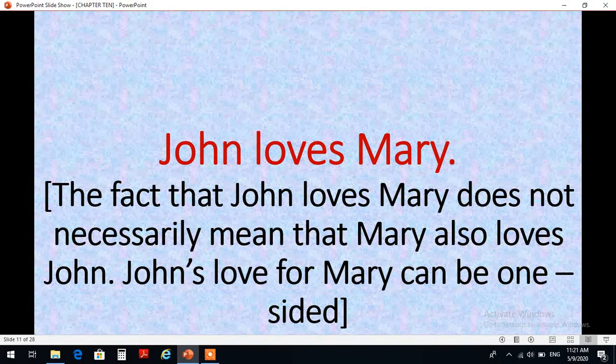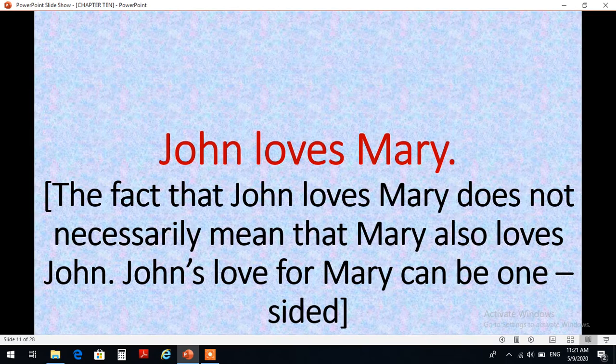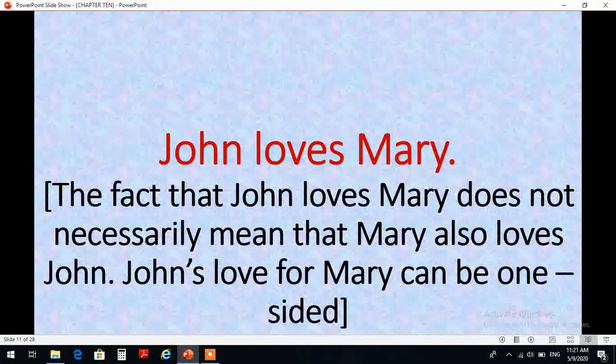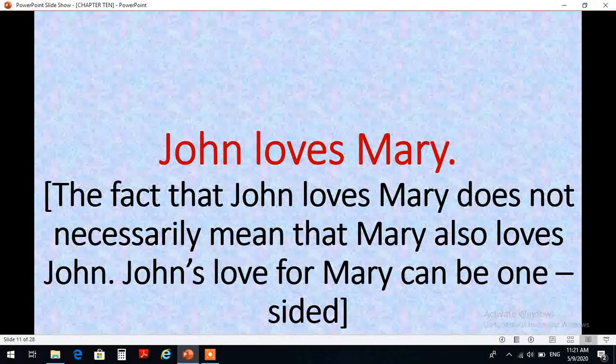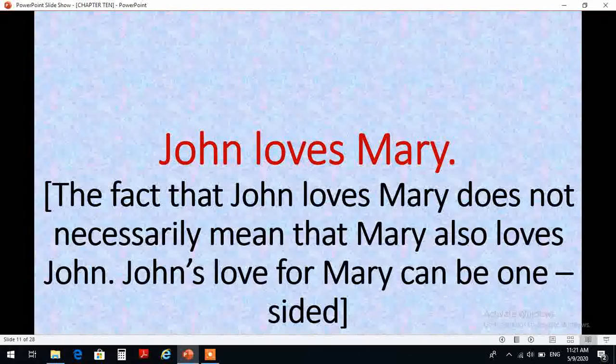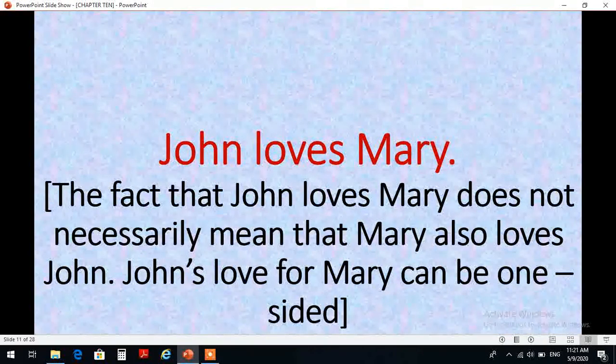لاحظوا المثال. John loves Mary. The fact that John loves Mary doesn't necessarily mean that Mary also loves John. John's love for Mary can be one-sided. ففي هذه الحالة there is no entailment and there is no contradiction, so we will say that the predicate here is not symmetric and it is not asymmetric, it is none.